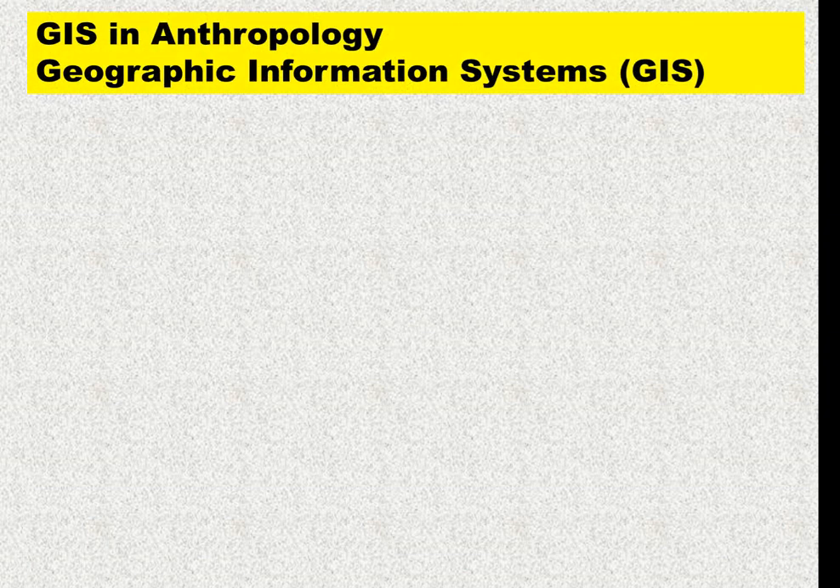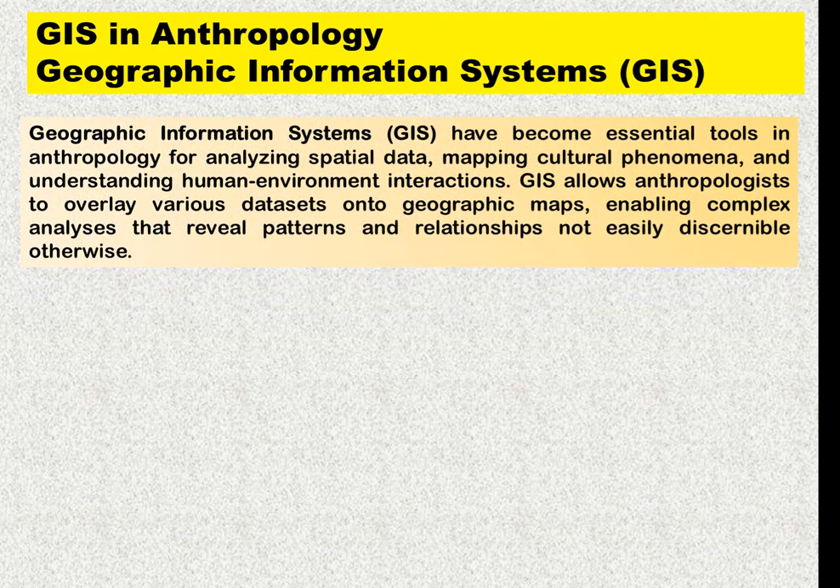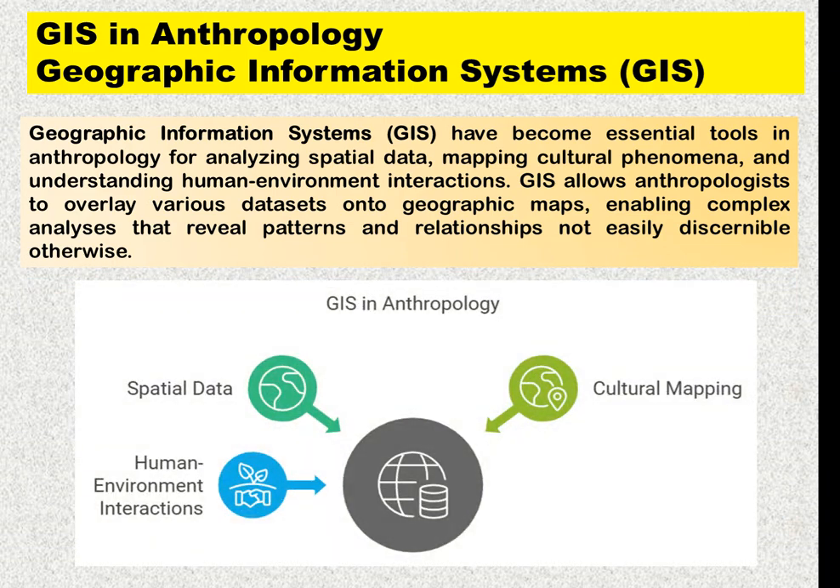GIS in anthropology. Geographic Information Systems, GIS, have become essential tools in anthropology for analyzing spatial data, mapping cultural phenomena, and understanding human-environment interactions. GIS allows anthropologists to overlay various datasets onto geographic maps, enabling complex analyses that reveal patterns and relationships not easily discernible otherwise.